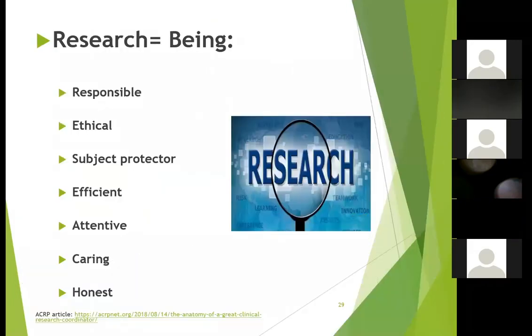So this is from an ACRP article that I think sums up our characteristics and traits very well. Research is being the following. R stands for responsible. E stands for ethical. S stands for subject protector. E is efficient. A is attentive. C is caring. And H is honest.